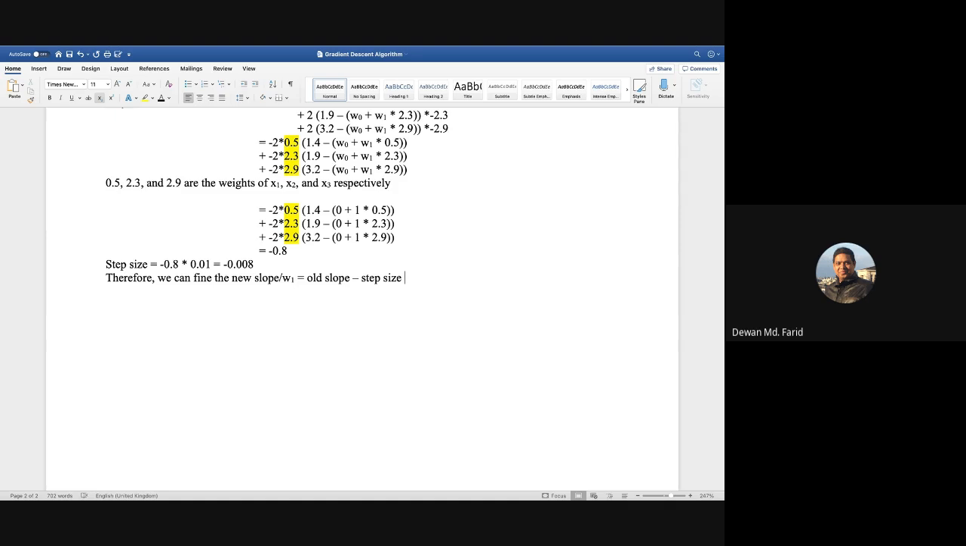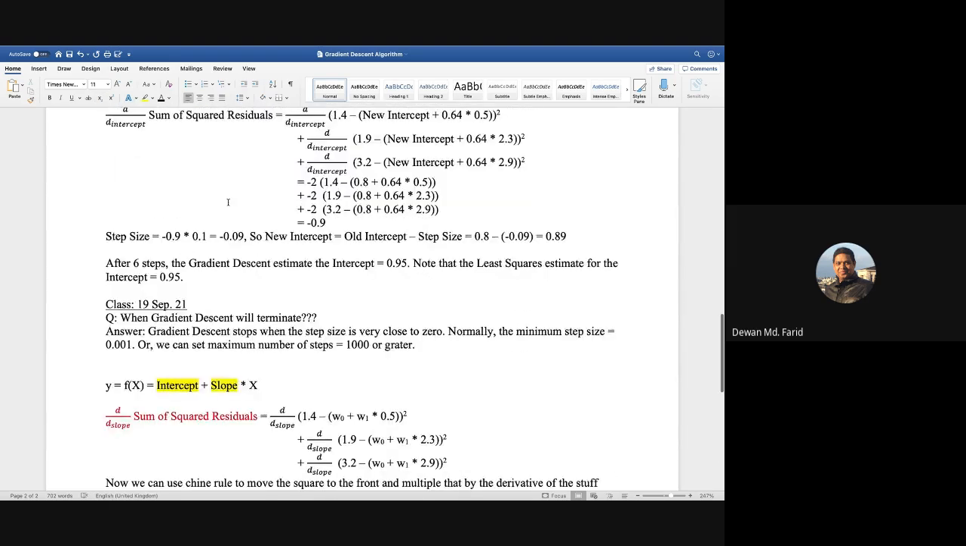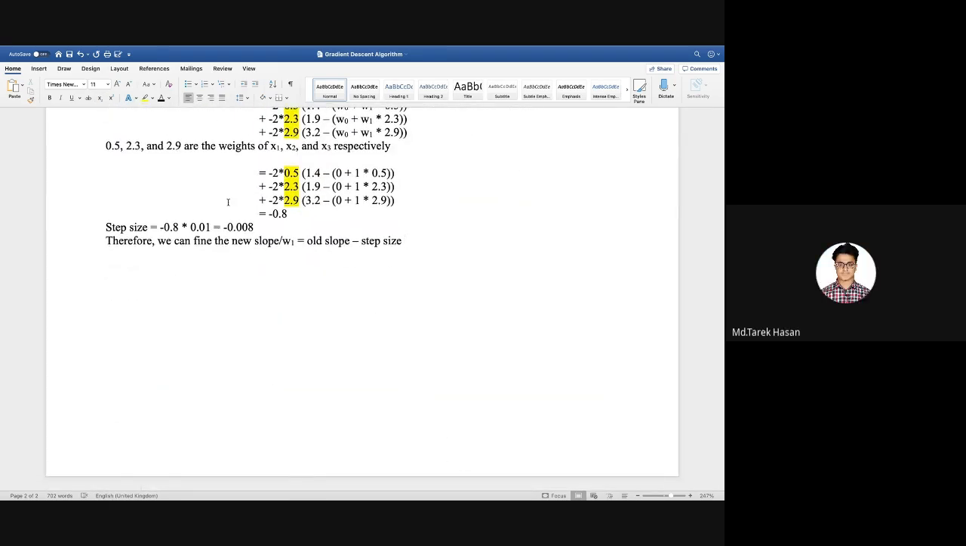So what we learned is how to find the minimum point for the intercept. Now we are trying to find the minimum point for the slope, right? The same process we have to do. Is it clear? Yes, sir. Any doubt? No, sir.